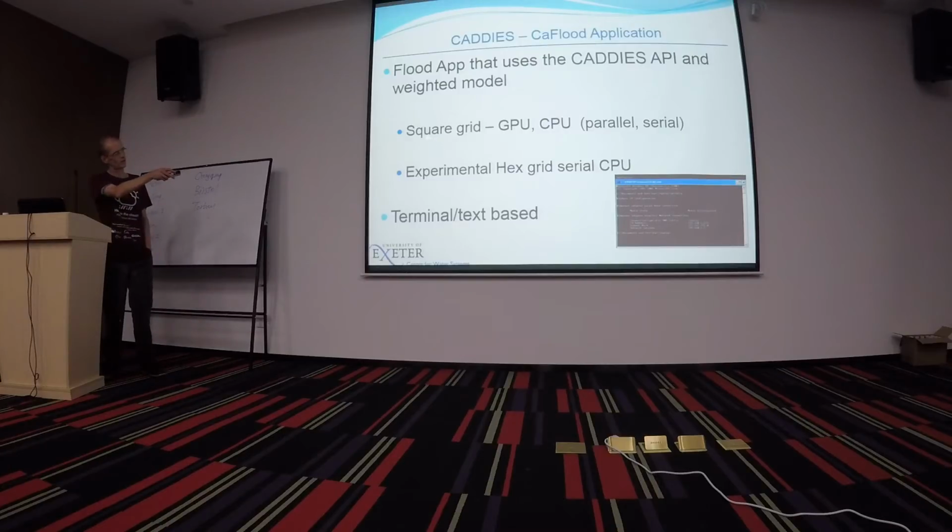And as I say, we can run that on a square grid on the CPU, either in serial, I'm not sure why you would, but you probably want to run it in parallel to get the most out of your CPU, or in parallel on the GPU. And we do have an experimental hexagonal grid, which is on the CPU in serial.